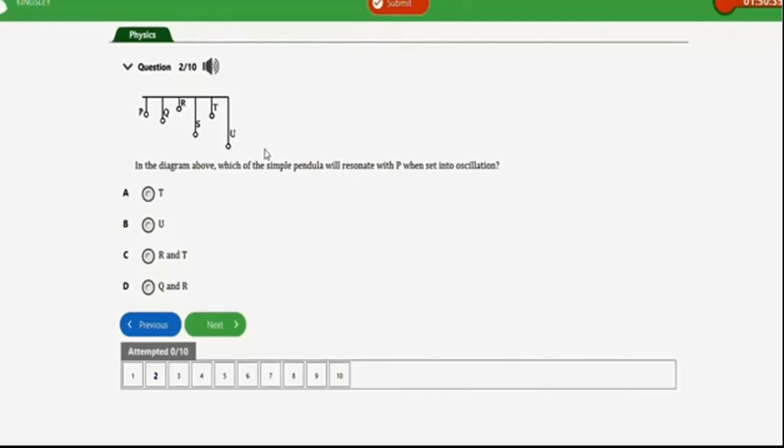So for this particular question, the simple pendulum that will resonate with P when set into motion, the correct option is option A, which is T, the pendulum T. The reason is that they have equal length and they resonate with the same frequency, pendulum T. So the correct option is option A, pendulum T, will resonate with P. So that's it for this question. So let's go to the next repeated question.